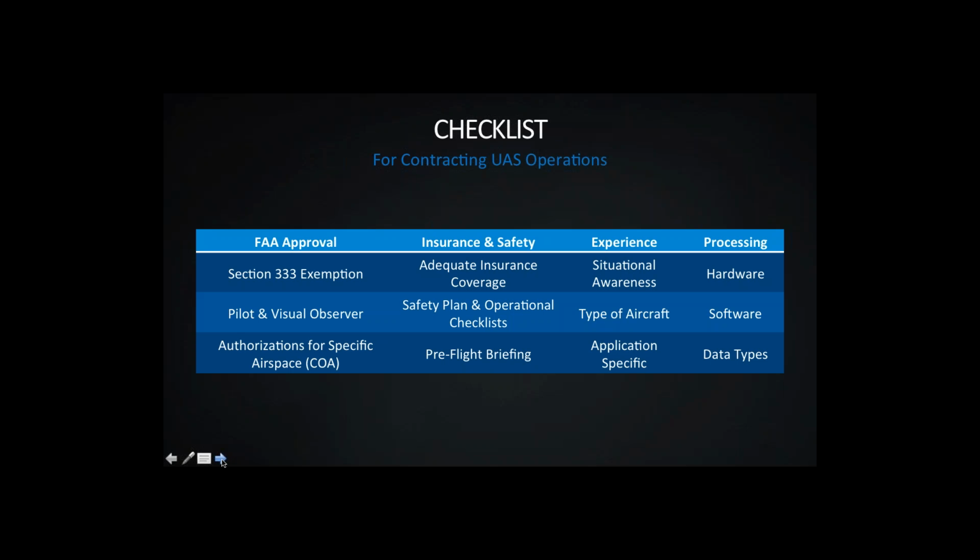And then for processing, really it's all about the data types, asking what the operator is going to have for a deliverable at the end of the day. And we'll get into that in a few more minutes as well. But as you can see, there's quite a few elements that come together for a successful operation. So knowing sort of what questions to ask is important, but I'll try to have this as a PDF after the presentation to give folks an idea of what questions to ask.